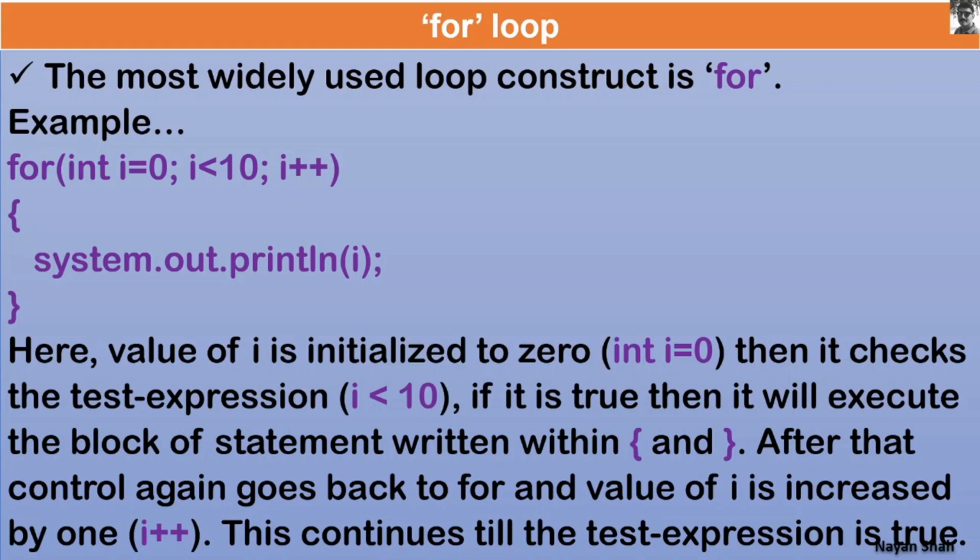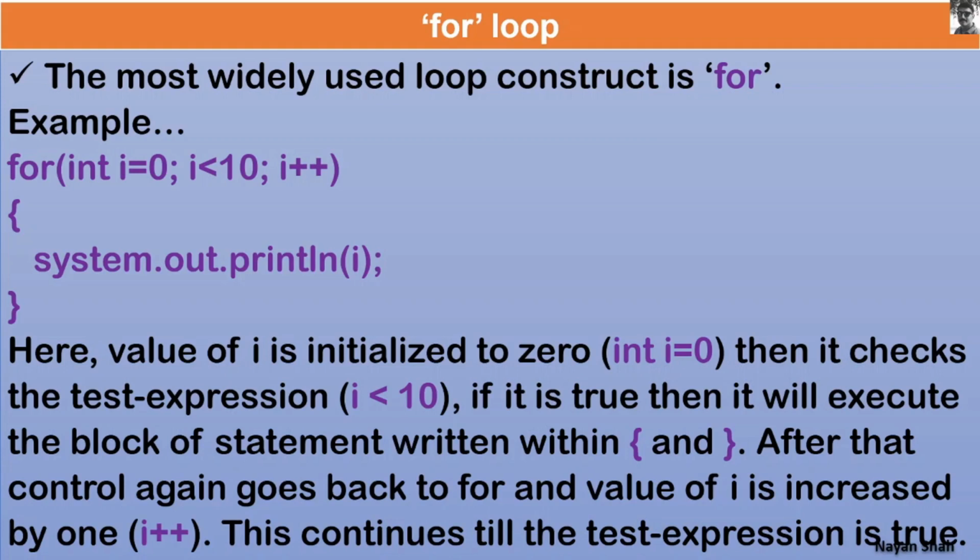Once that block of statements is executed, control again goes back to the for loop, and the value of i is increased by 1 using the statement i++. So now i becomes 1, which was 0. Again it checks whether 1 is less than 10. Yes, it comes inside the loop, prints it, goes back, becomes 2, checks the condition, comes inside. This will keep on continuing till the test expression is true. Once the test expression becomes false, the loop will terminate.